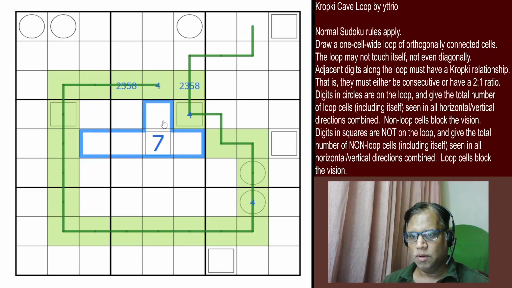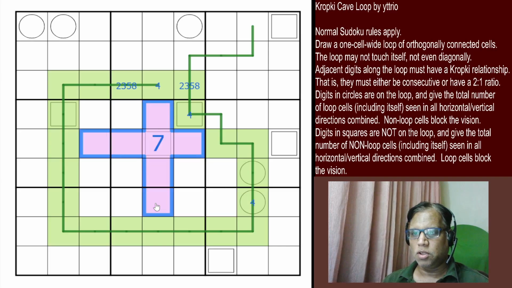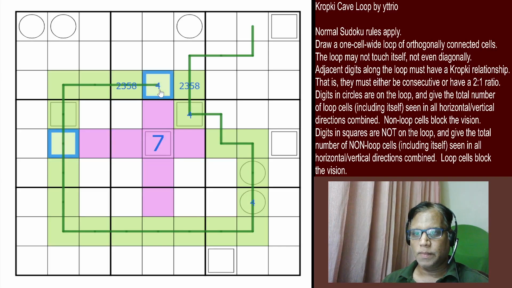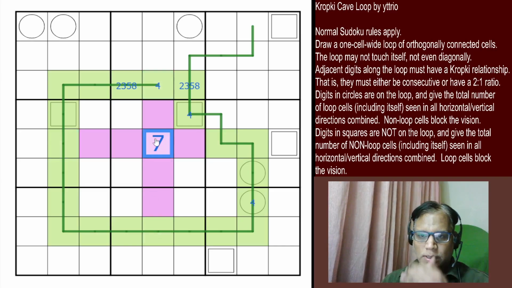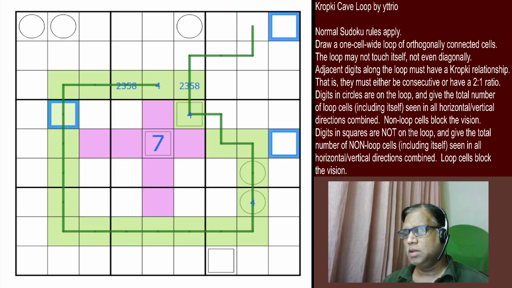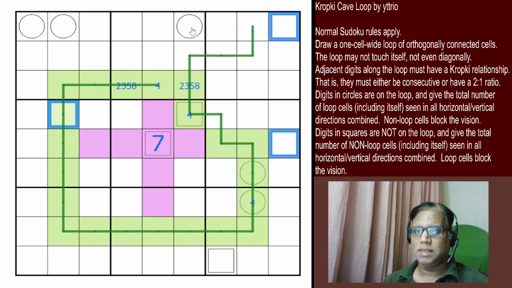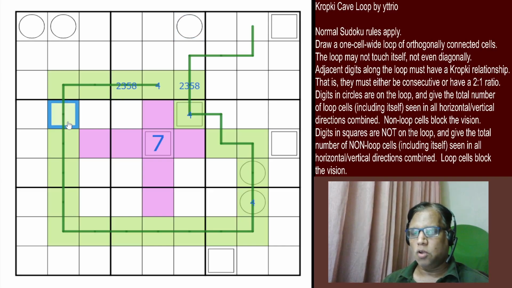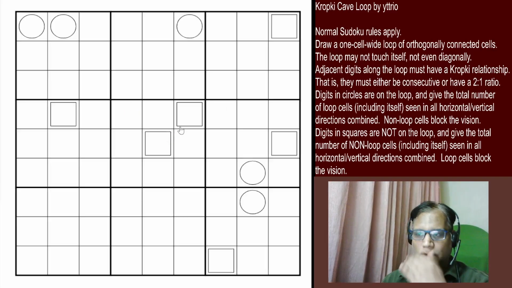Because 1, 2, 3, 4, 5, 6, 7, right? So all these colored cells are non-loop cells, and it is seeing only the 7 non-loop cells. And again, the loop cells block the vision. So that is the number that you can put into these square cells. That's it, that's all the rule set. So the digits in circles are on the loop, squares are non-loop cells, and they give us the numbers in the region of vision. Those are the rules, and with that we are going to start.